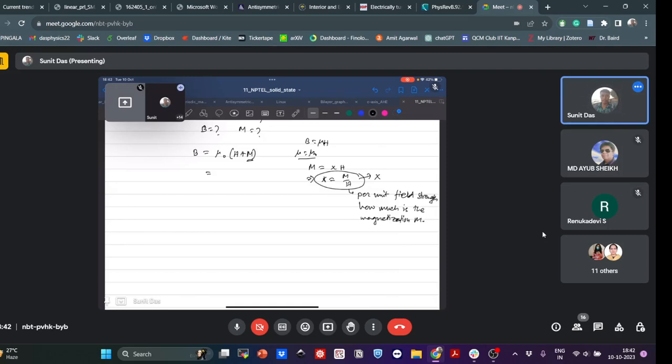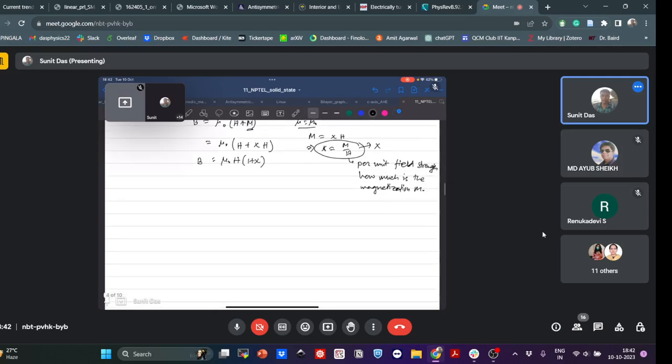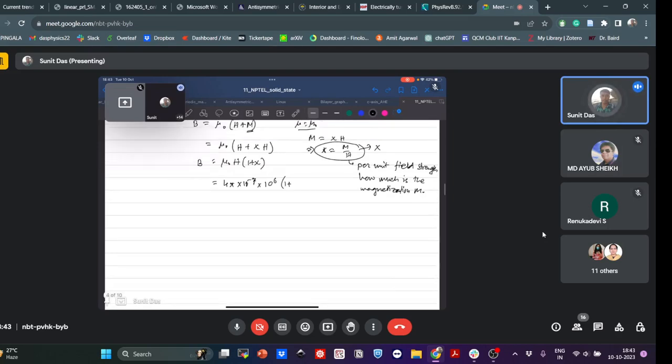M. Okay, so we'll write it this way: mu 0 (H plus M), with M equal to chi H, gives mu 0 H (1 plus chi). So then we can easily find: 4 pi into 10 to the power minus 7, then H is given as 10 to the power 6, and 1 plus chi is 1 plus 1.5 into 10 to the power minus 3.